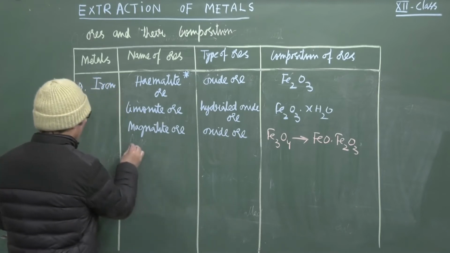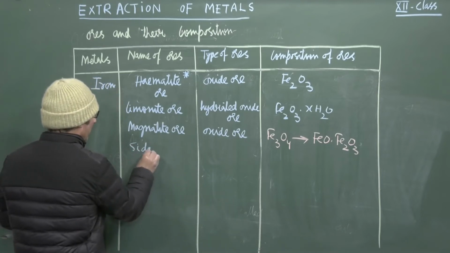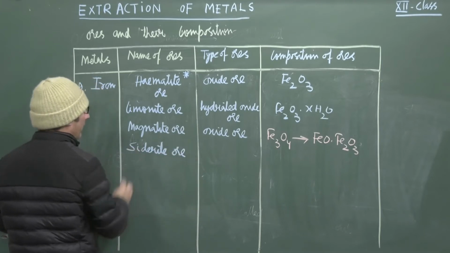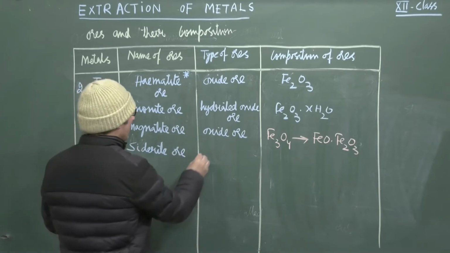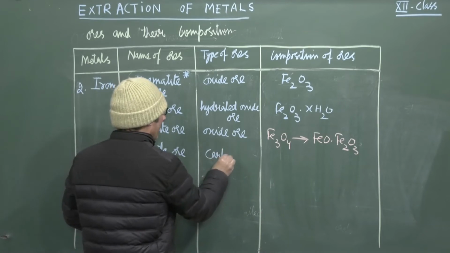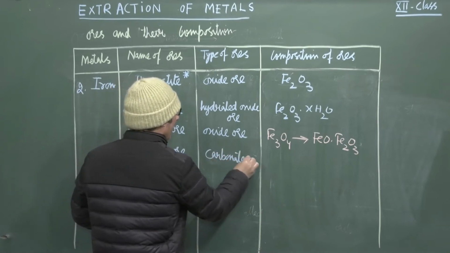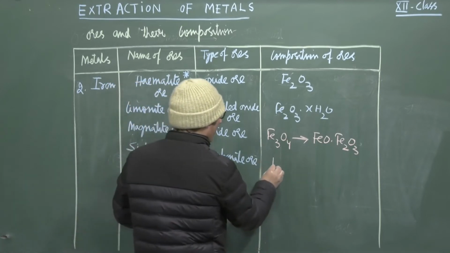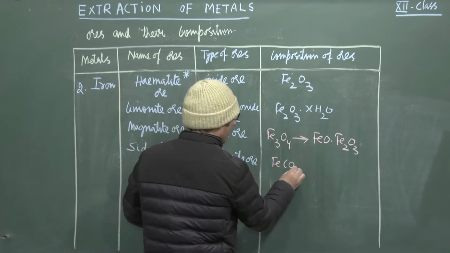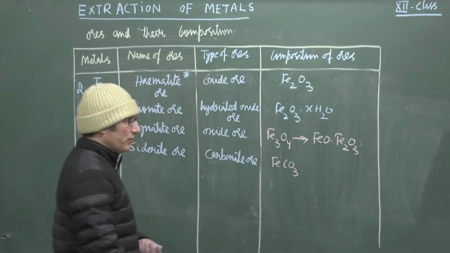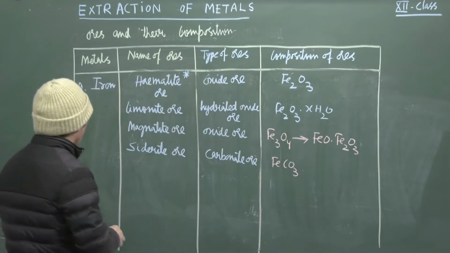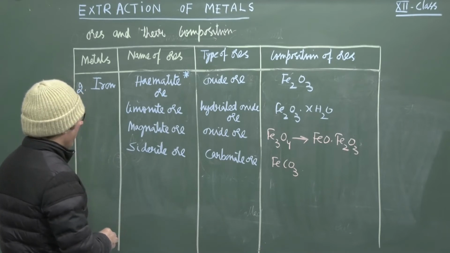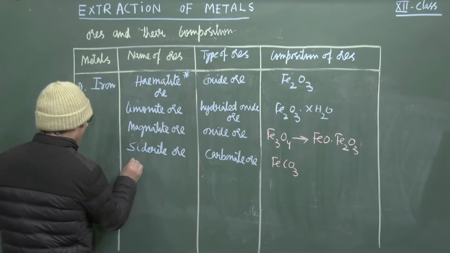Then the next ore is the siderite ore. These are the names of the ores of iron. Siderite ore is a carbonate ore, and iron is present as iron carbonate, FeCO3. One more ore of iron is iron pyrites.